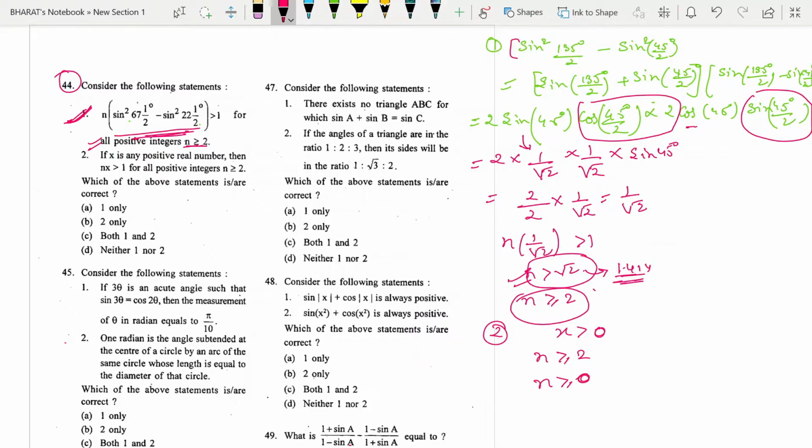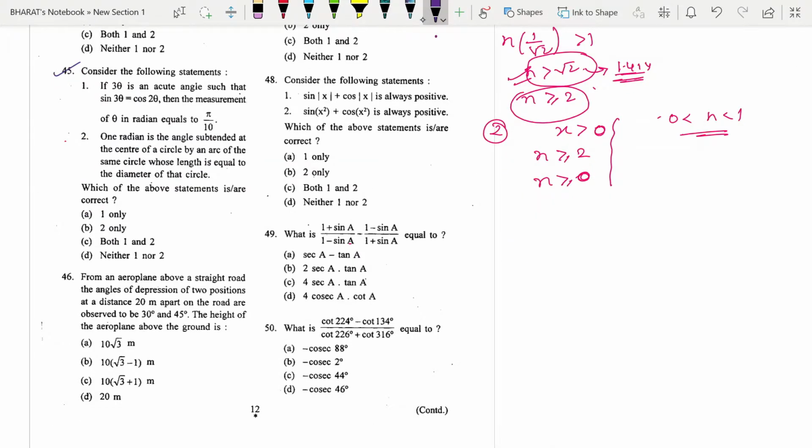Okay, so we can't say that for all. Here it is written for all positive integers. For all positive integers, this is not correct. For some it can be correct, that is from 0 to 1. If x belongs to 0 to 1, then this can be correct, but for all it is not correct. Therefore this is also wrong. Only the first part is correct.